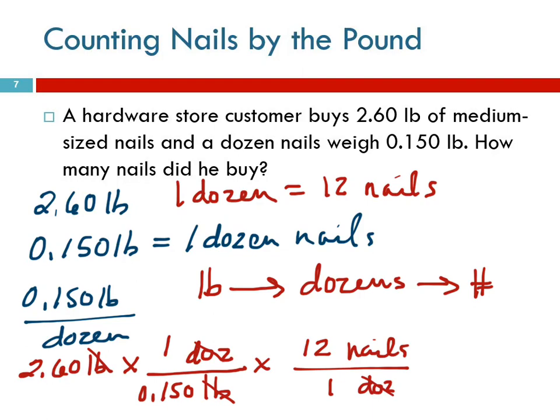Now let's just multiply and divide. 2.6 times 1 divided by 0.15 times 12. Before I tell you what my calculator gives me, just like a ballpark guess, what kind of a number do you think we're going to get? It's going to be like 0.1, 1, 10, 100, 1,000, -5. What kind of a number? Maybe 200 or so. Somebody uses their calculators. 208. 208 nails.